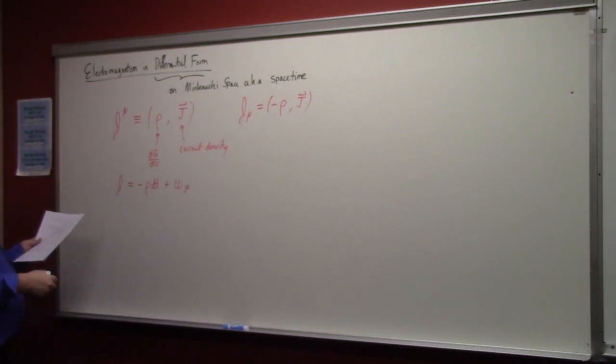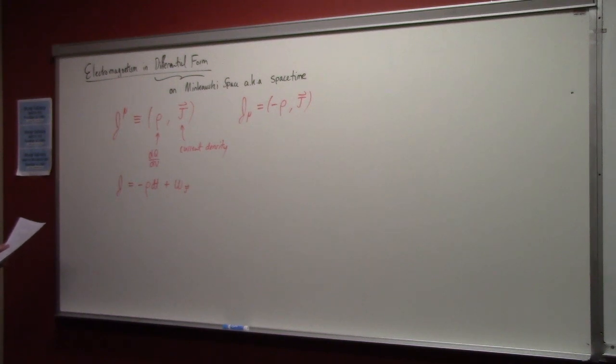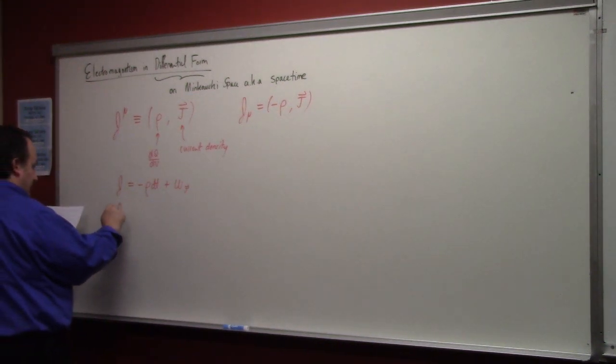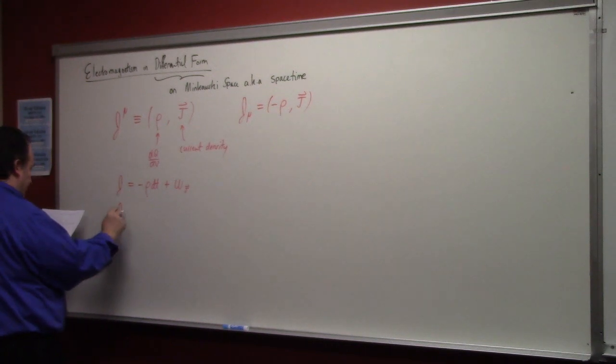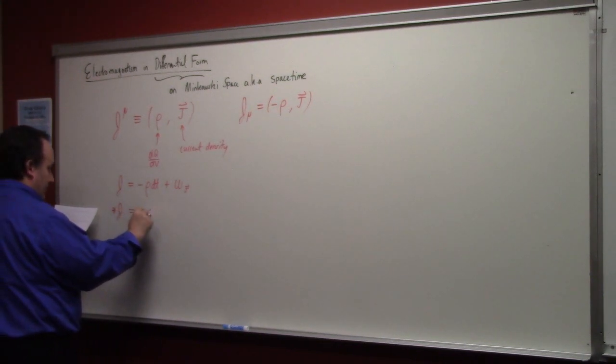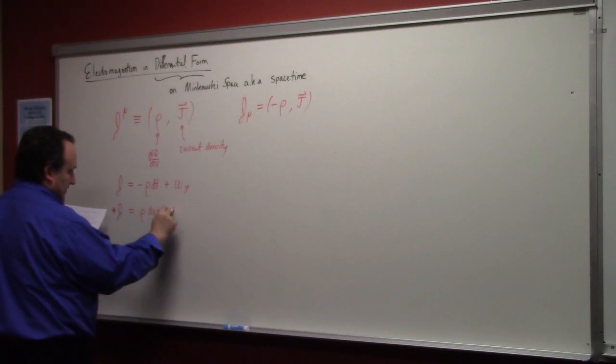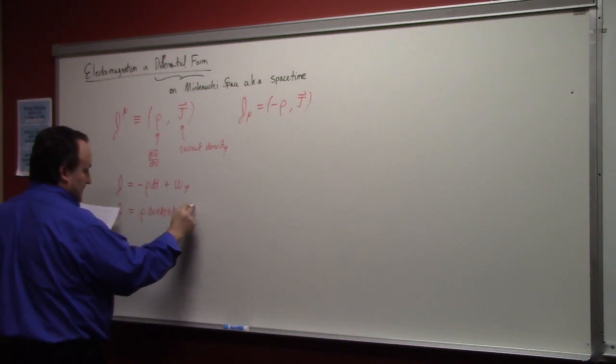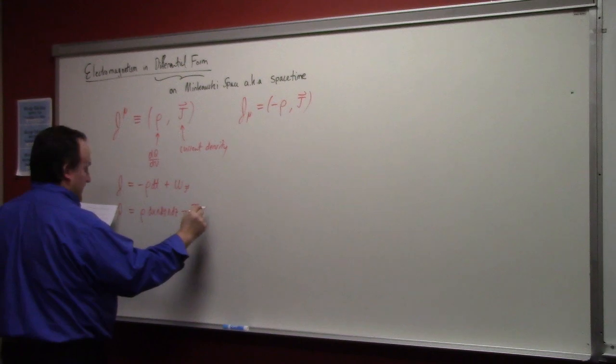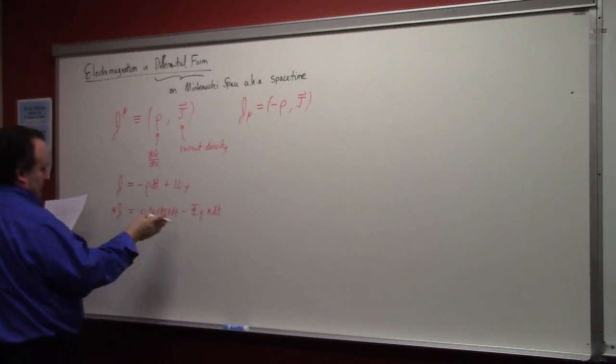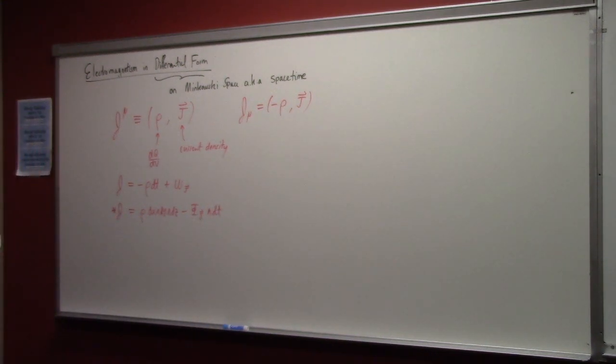That's the so-called one-form current. And the Hodge dual of the one-form current is on the next page, which I will find eventually. So the Hodge dual of this guy is rho dx wedge dy wedge dz minus the flux form of the current density wedged with dt. All right, well, these may be relevant as we go on.